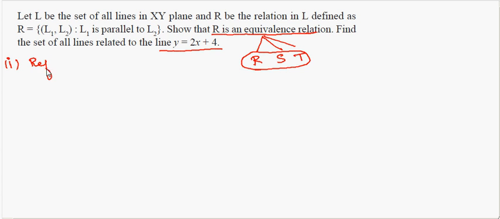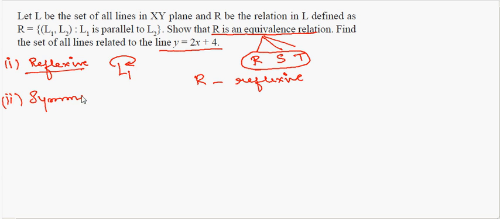So first we'll check for the reflexive property. If I take any line L1, any line is parallel to itself. So I can say L1 is parallel to itself. So I can say the given relation R is reflexive. You can take any line L2, L3, it will be parallel to itself.